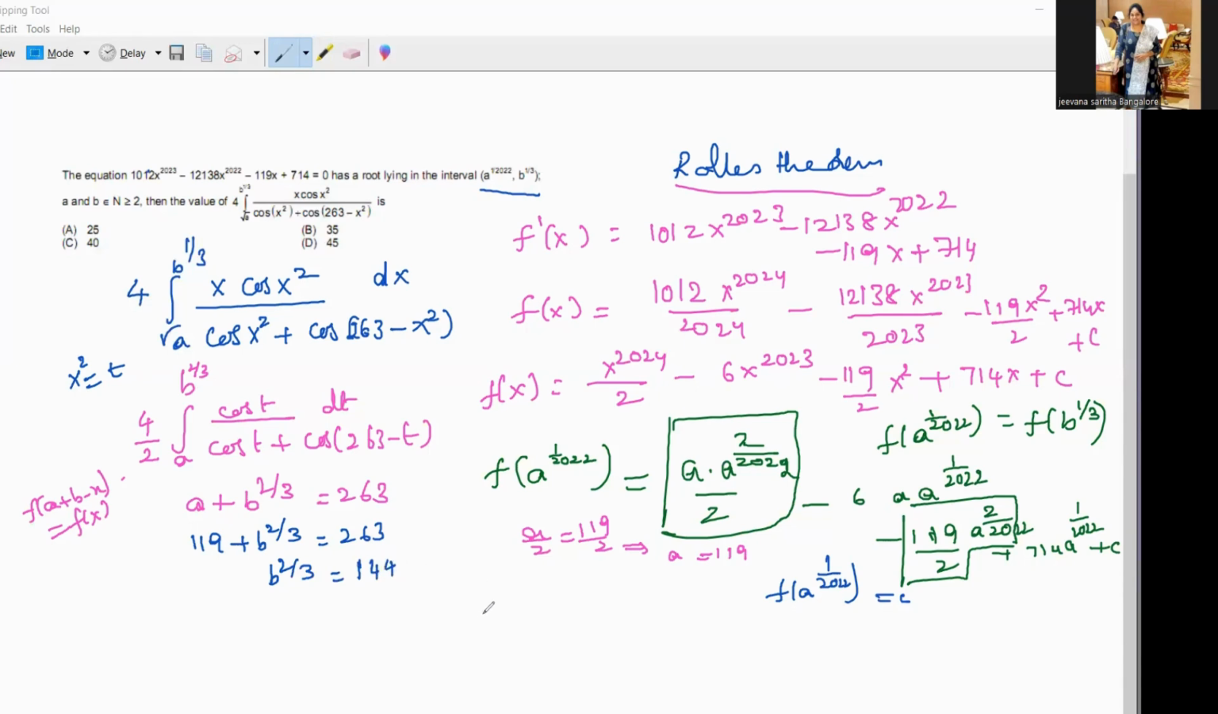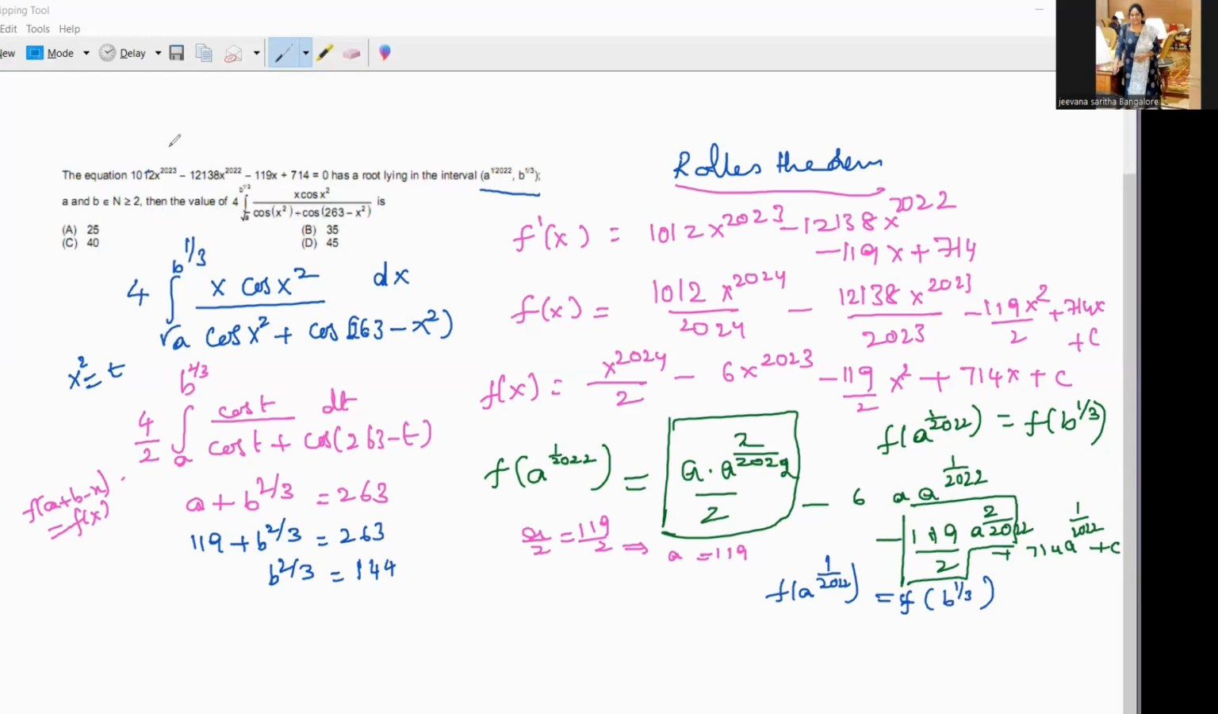All these conditions will be satisfied if you verify them. Even if you plug in b raised to 1 by 3 in the above function, it will satisfy. So there exists a root of f dash of x in this given interval. That is verified. So now we know the values of a as well as b.